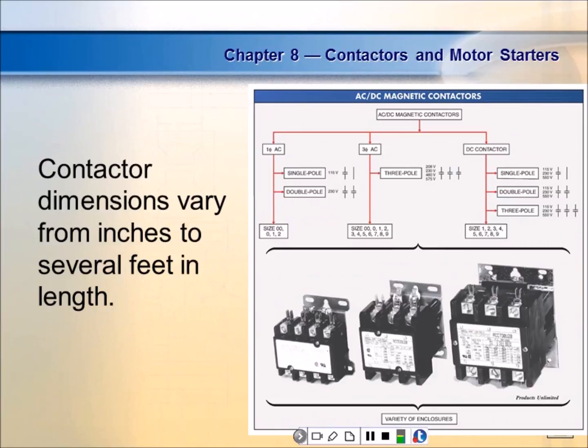Yeah, it says contactor dimensions vary from several inches to several feet in length, and it depends on what they're trying to control. The bigger the contacts are, the bigger the solenoid has to be, right? You understand that's actually doing that. So the size of the contacts determines the size of the solenoid. And then the size of the contacts are determined by what type of voltage they're trying to break and how much current they're going to push through them.